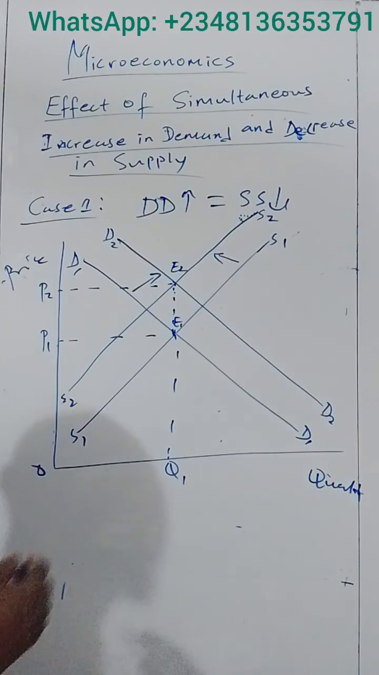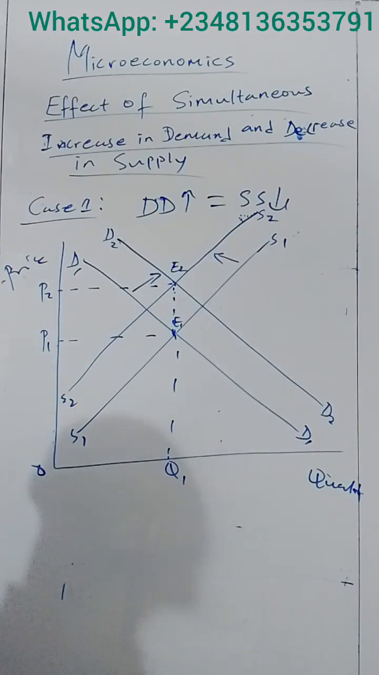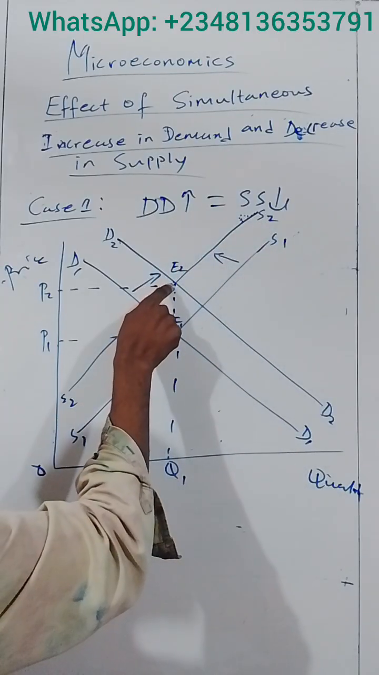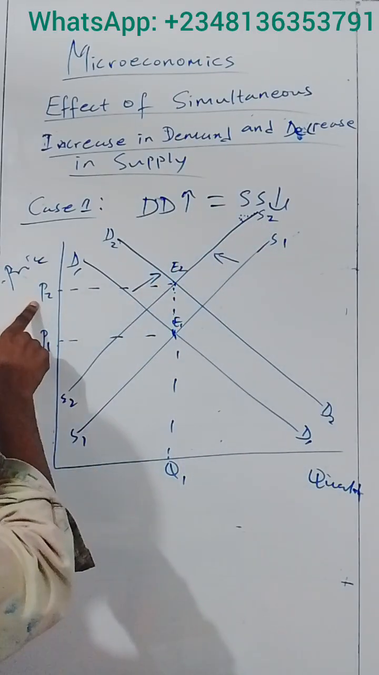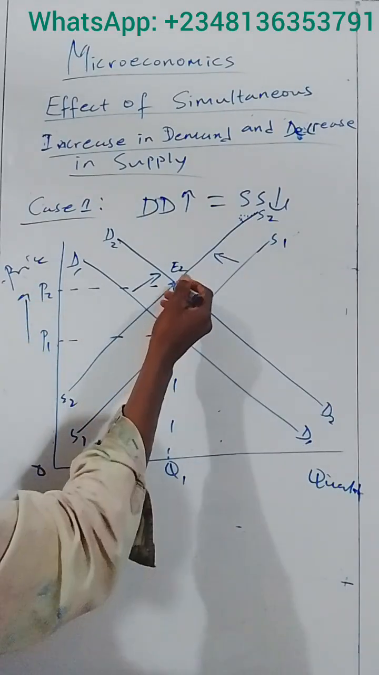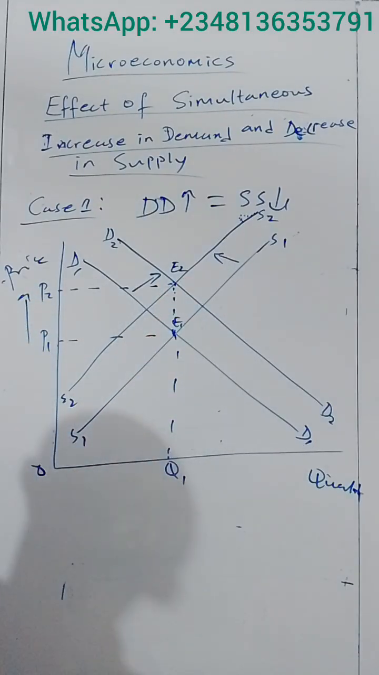You can see the effect of this: this is E2, where the new supply curve and new demand curve meet. We trace it to the price axis and we have the new price. The price has increased from P1 to P2. But the quantity has not changed, meaning there is no effect on the quantity.